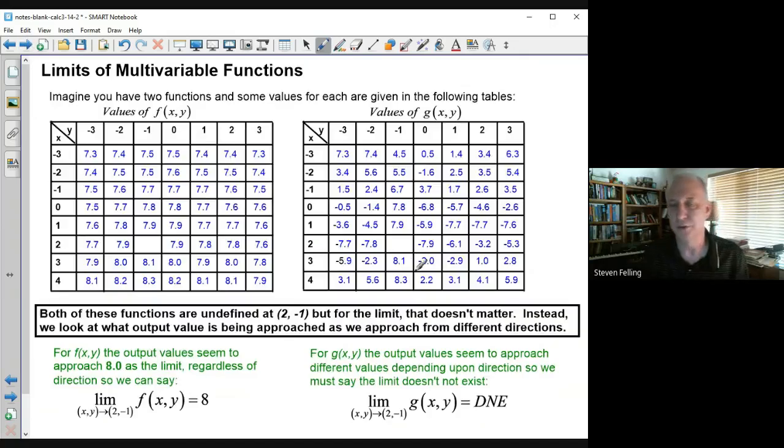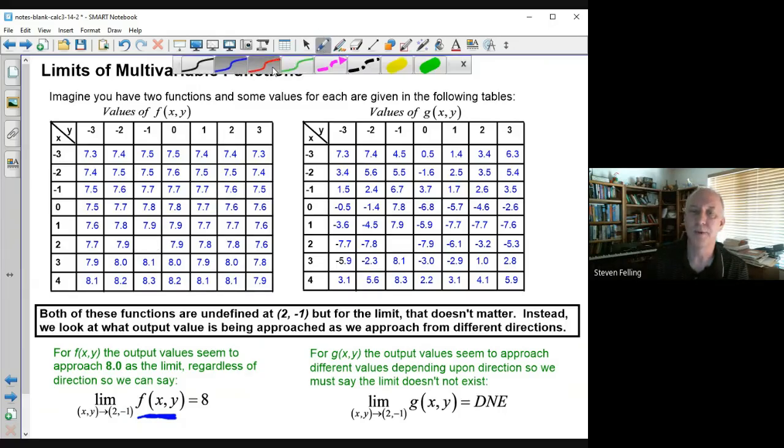Okay, so here's another kind of representation for a function. Let's say we have x, y in the domain, and these numbers represent output values for different x, y pairs. I have two functions here, f of x, y and g of x, y. Let's say we wanted to figure out the limit of f of x, y as x, y approaches x is 2, y is -1, which is right here. For whatever reason, the function's undefined there, so there's a hole in the function right here.